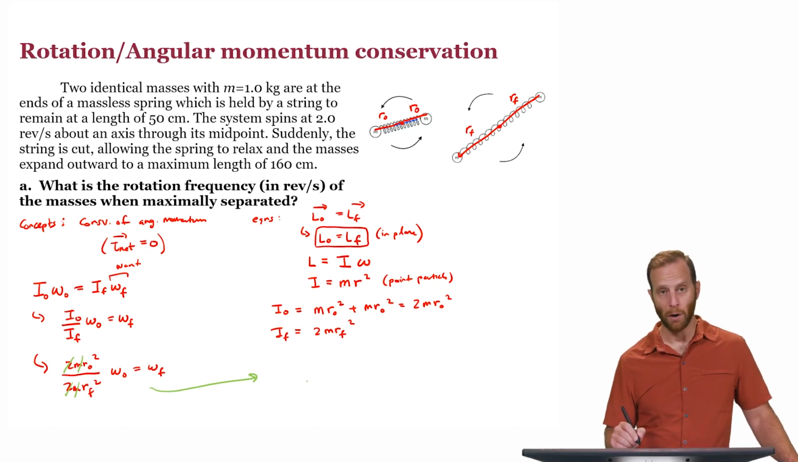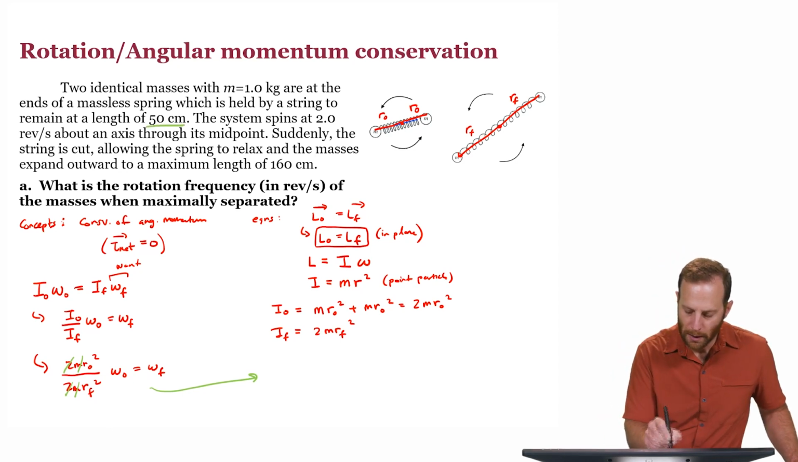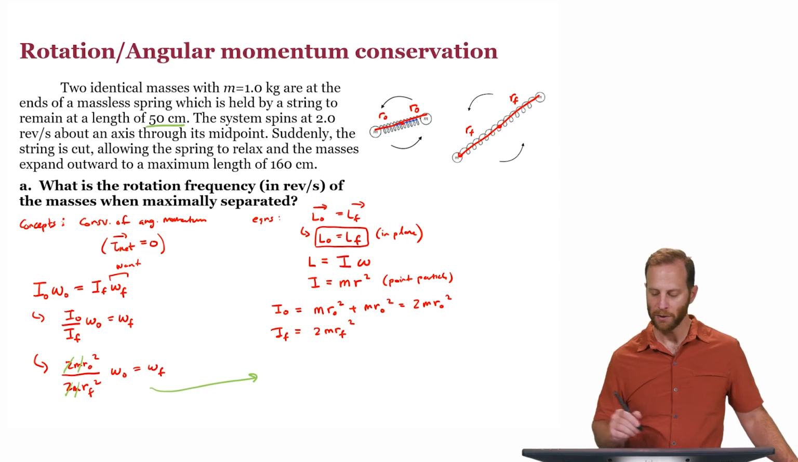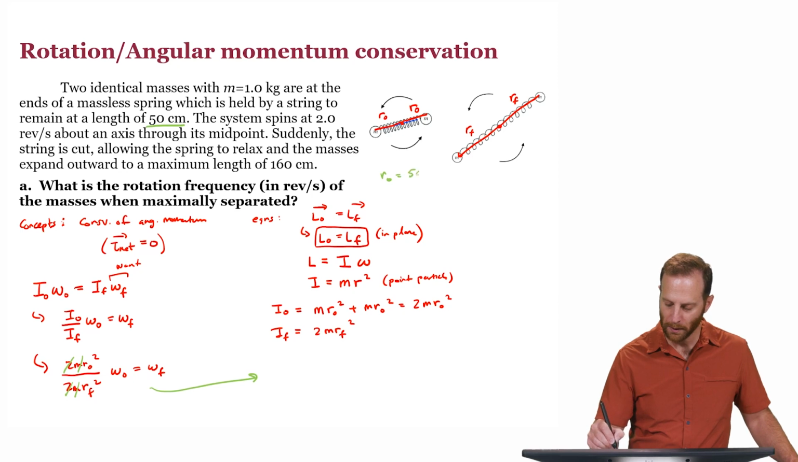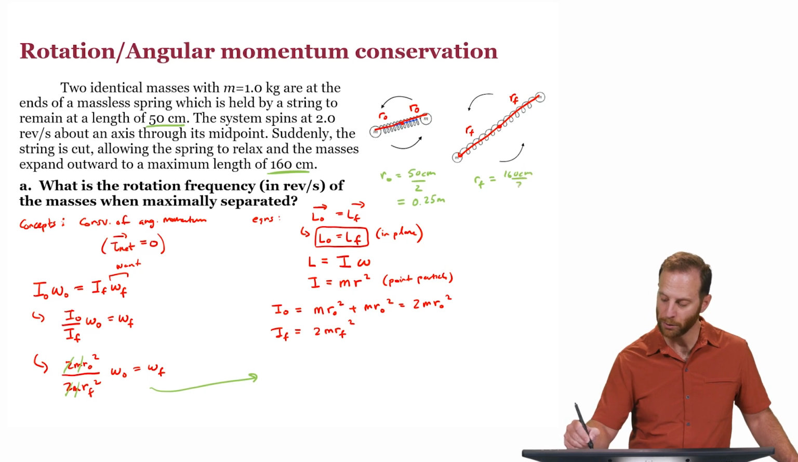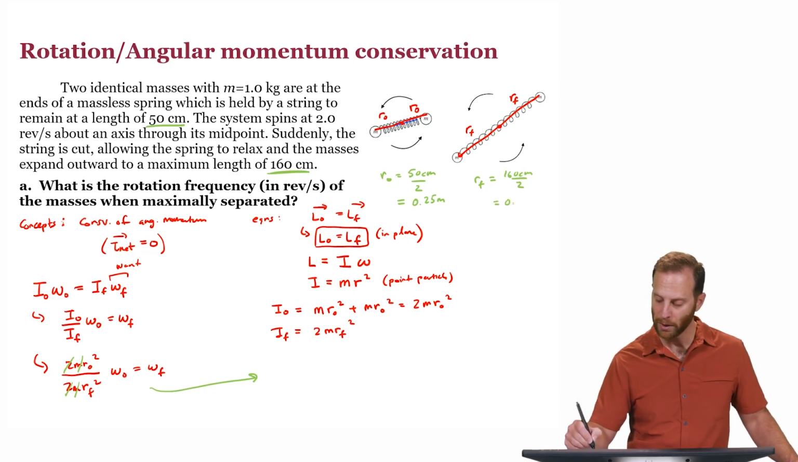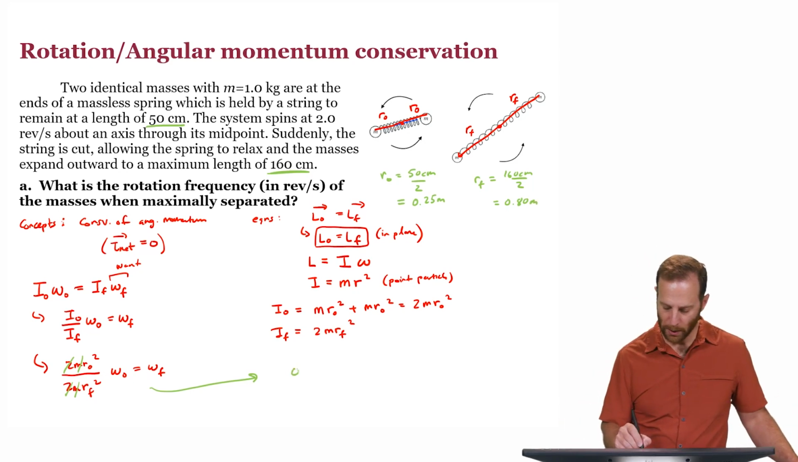The values for r naught and r final can be determined. Think about the initial length, the initial separation is 50 centimeters. R naught should be half of that, which is 25 centimeters, which is the same as 0.25 meters. R final should be half of the length, 160, so 160 centimeters divided by 2, that's 80 centimeters, which is the same as 0.80 meters. Now we can plug in what we have.